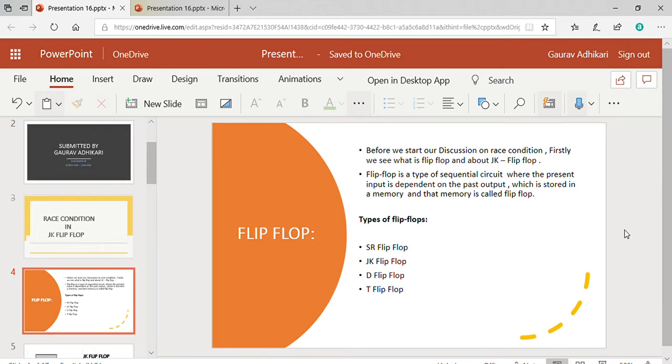Before we start our discussion on race condition, firstly we will see what is a flip-flop, and then we will see about JK flip-flop, and then we will go to the race condition.